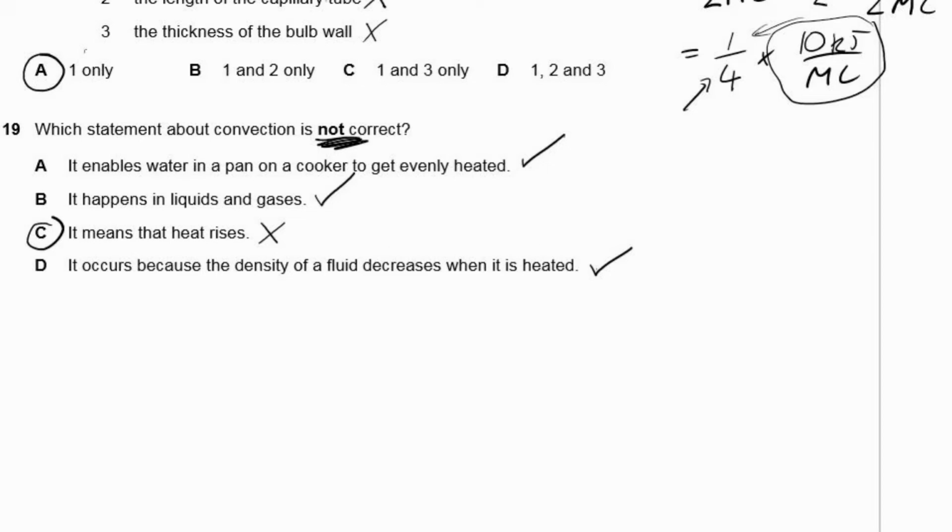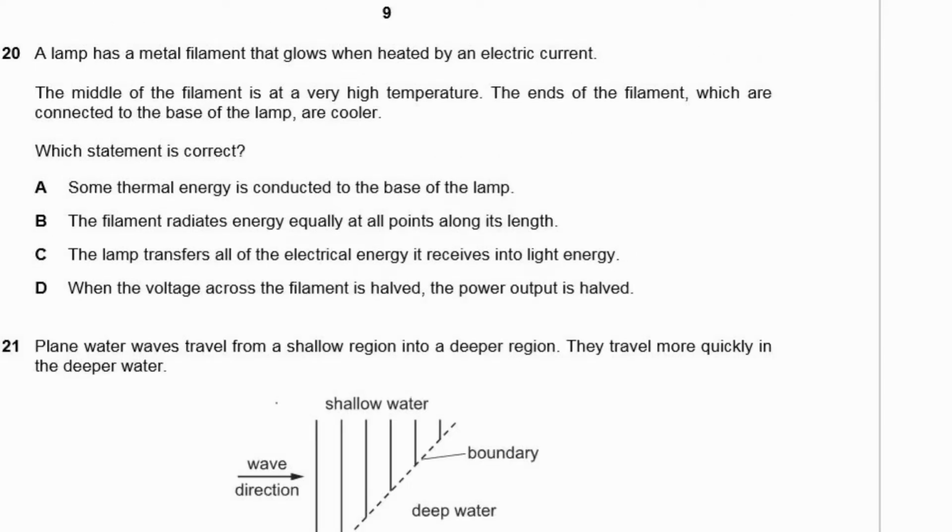There we go. Question number 20. A lamp has a metal filament that glows when heated by an electric current. The middle of the filament is at a very high temperature. The ends of the filament, which are connected to the base of the lamp, are cooler. Which statement is correct? Okay, let's look through our statements. A, some thermal energy is conducted to the base of the lamp. Oh, yeah. A little bit of thermal energy will be conducted off to the base of the lamp, so that's right. B, the filament radiates energy equally in all points along its length.